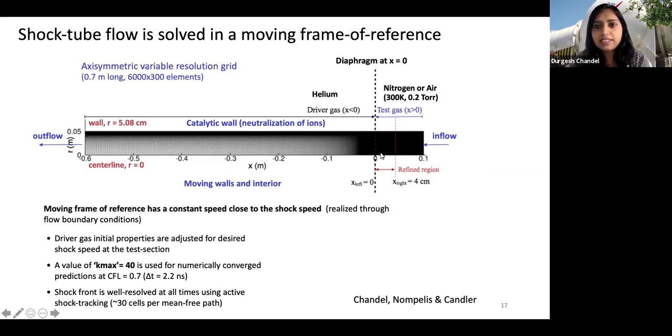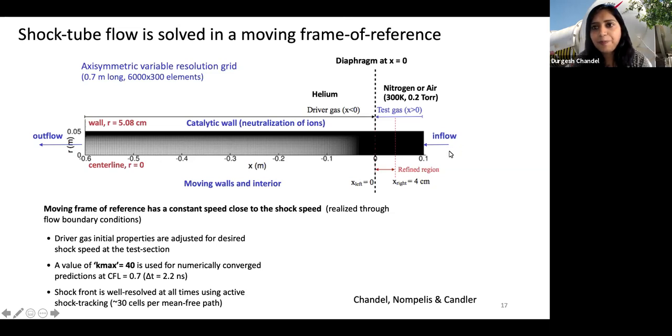There is a heavily refined region within the 4 centimeter vicinity of the diaphragm, where we target the shock to capture. And then we move the grid along with the shock. So in the laboratory frame, shock moves from left to right, and in the moving frame, the shock stays steady somewhere in this region, and the undisturbed test gas flow enters into the shock from right to left. So this is realized by the boundary conditions.